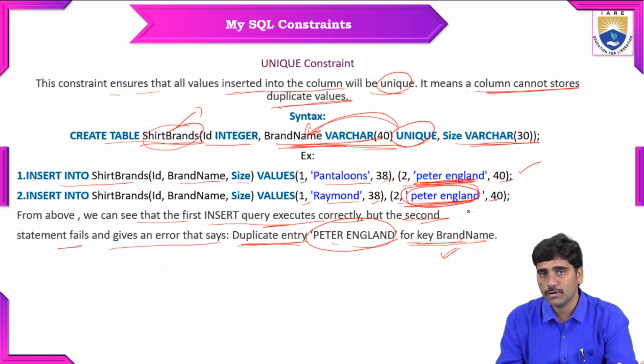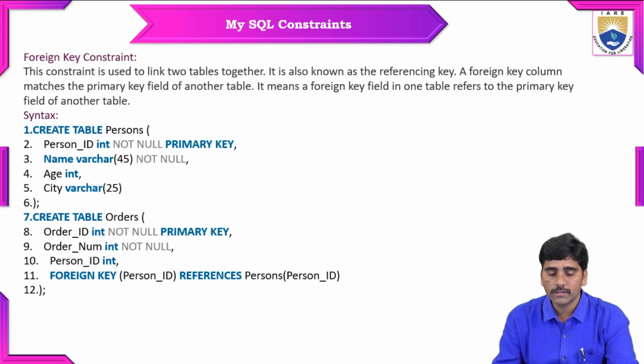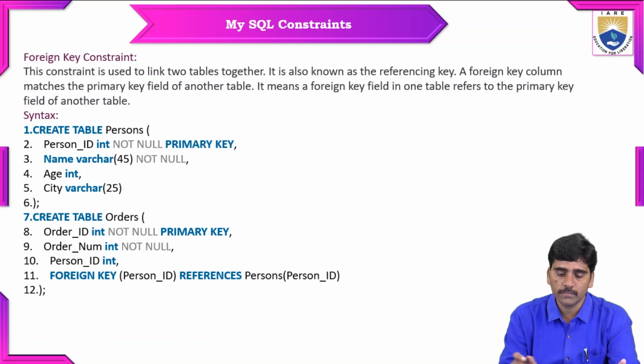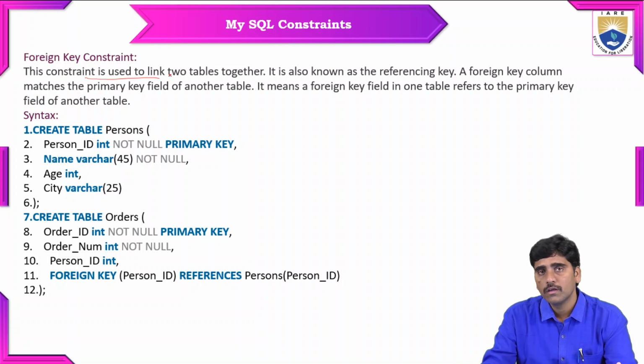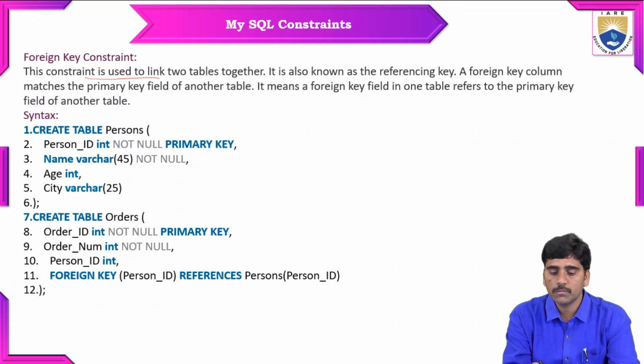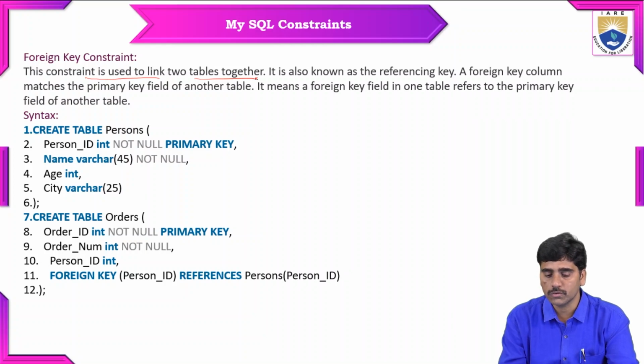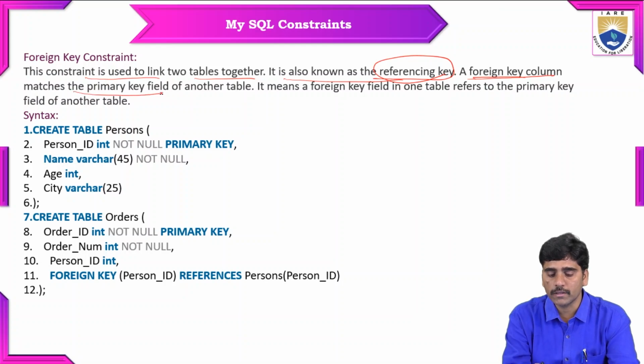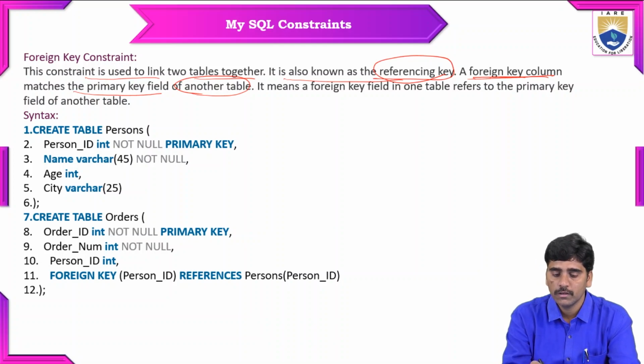If you want to apply unique constraints to other columns also, then those columns will not allow duplicate values. And the next one, foreign key constraints. This constraint is used to link two tables together. It is also known as the referencing key. A foreign key column matches the primary key field of another table.